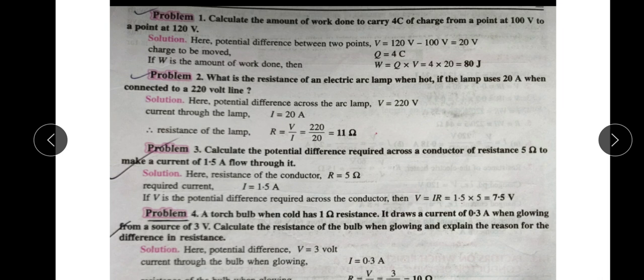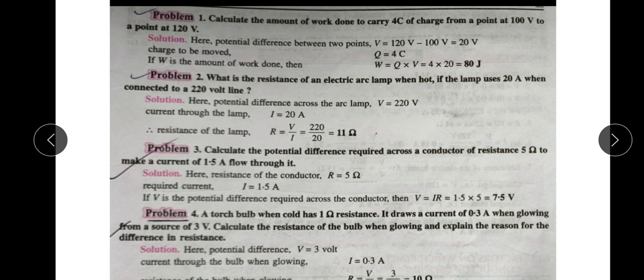What is the resistance of an electric arc lamp when hot if the lamp uses 20 ampere when connected to a 220 volt line? Okay, listen here. I repeat the question. What is the resistance of an electric arc lamp when hot if the lamp uses 20 ampere when connected to a 220 volt line? Okay, here the given data is potential difference V is equal to 220 volt and current through the lamp I is equal to 20 ampere.